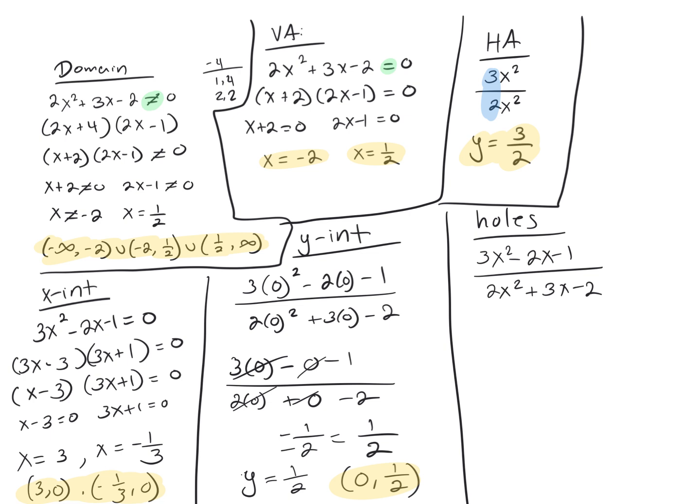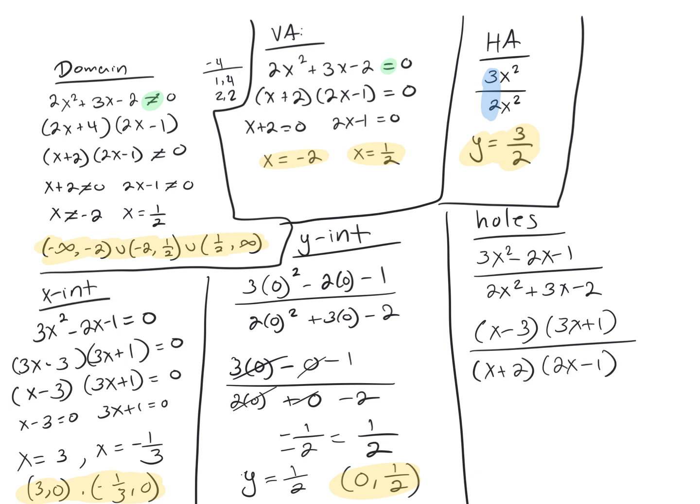We factor the numerator with the x-intercept. So I'm just going to go ahead and write the simplified work. x minus 3, 3x plus 1. And we factor the denominator in the vertical asymptote and in the domain. So you can just go ahead and write the simplified version already.